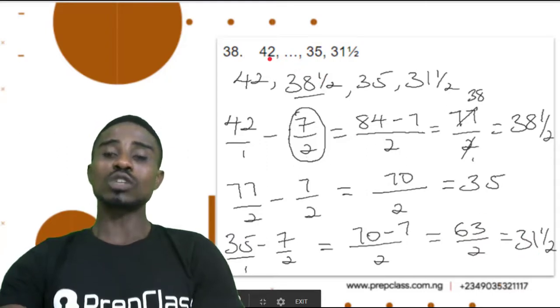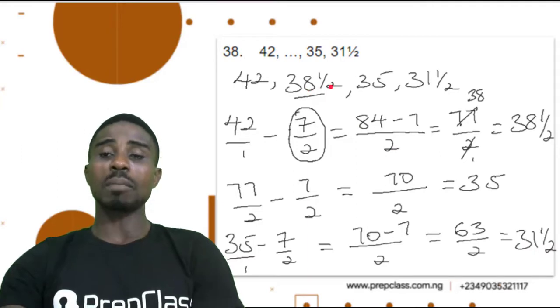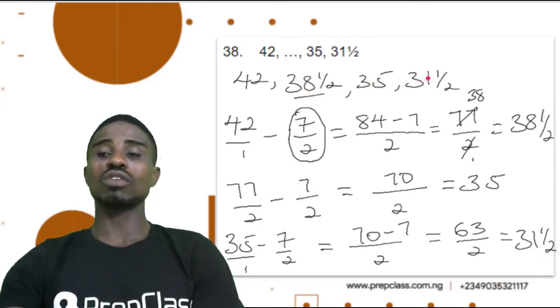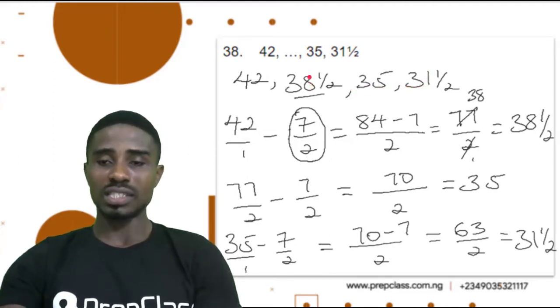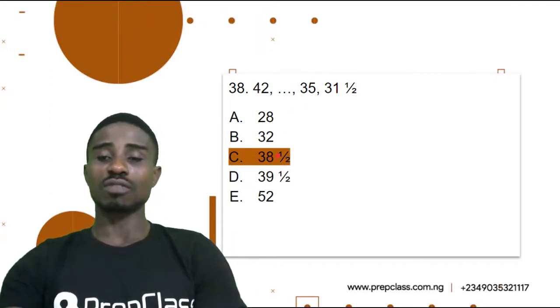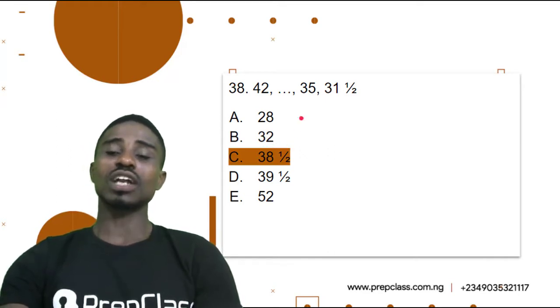So this sequence will be 42 minus 3.5, which will give us 38.5, minus 3.5, which will give us 35, minus 3.5, which will give us 31.5. So our correct answer would be 38.5. Question 38 is 38.5. Let's look at the next one.